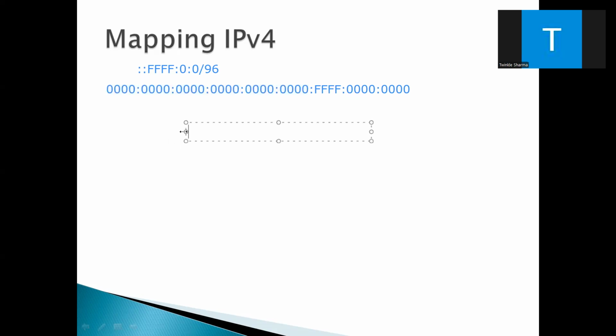Then IPv6: 80 plus this is of 16 plus this of 32. 16, 16, 32 is equal to 80 plus 16 plus 32, which is 128, right? Bits.